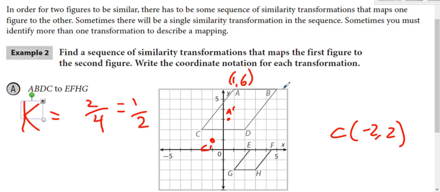Do the same thing with B. That's over here at 5, 6. Multiplied by 1/2, you get 5 over 2, which is 2.5. And then 6 times 1/2 is 3. You can do the same thing with your D coordinates, which are 2, 2, times 1/2, you get 1, 1.